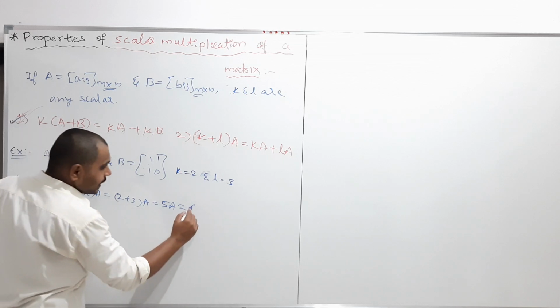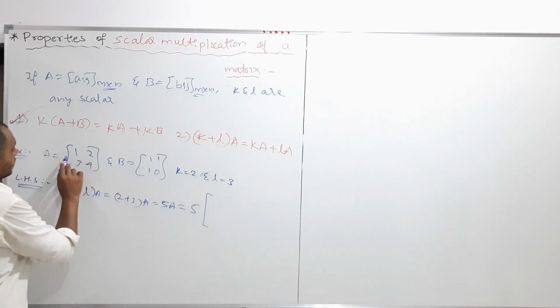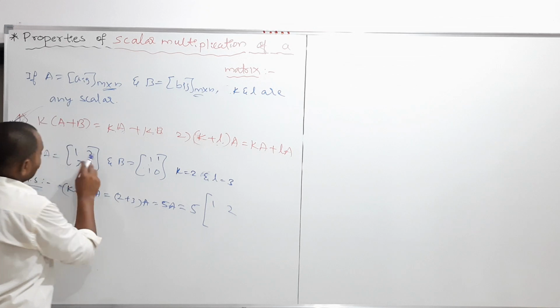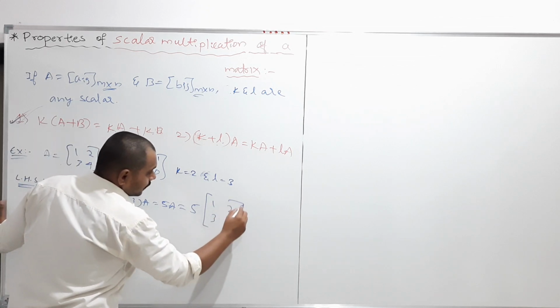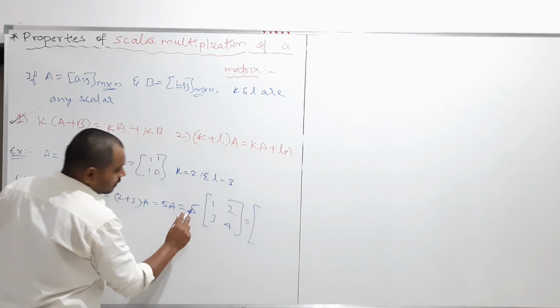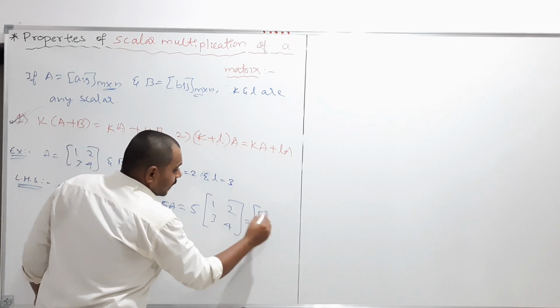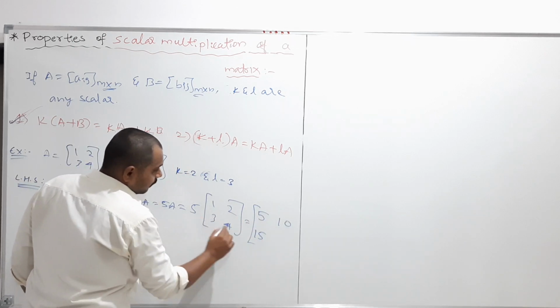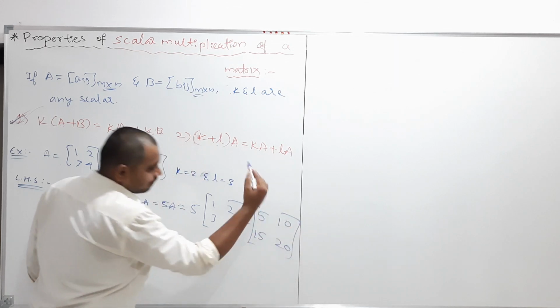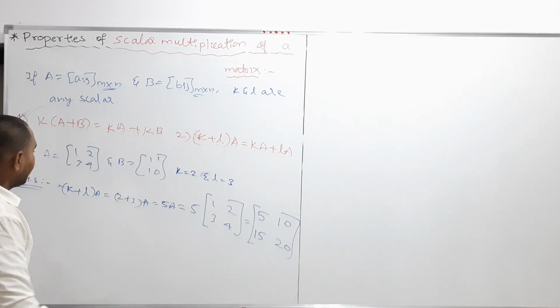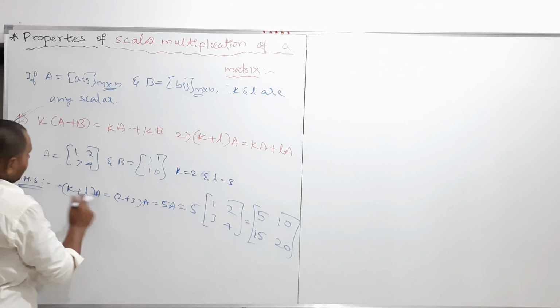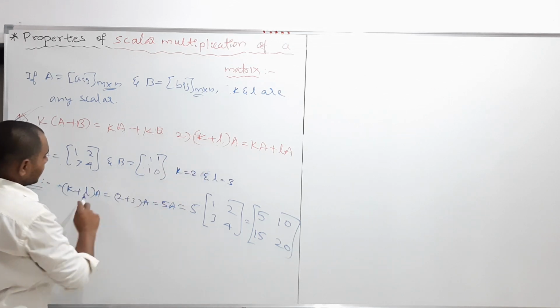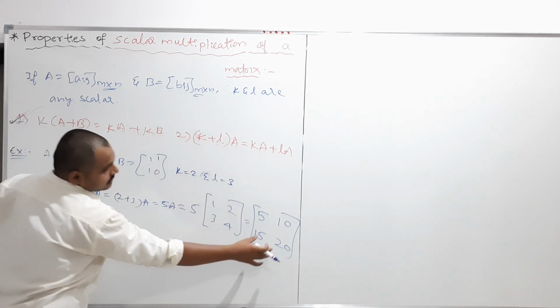So 5 into A. A is nothing but 1, 2, 3, 4. So this is nothing but, my dear students, 5 into 1 is 5, 5 into 2 is 10, 5 into 3 is 15, 5 into 4 is 20. Clear? And next, this is your LHS: (K plus L) into A has this value.